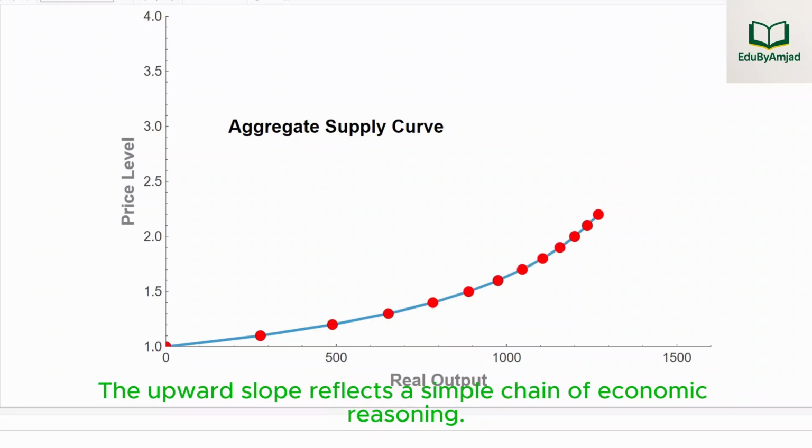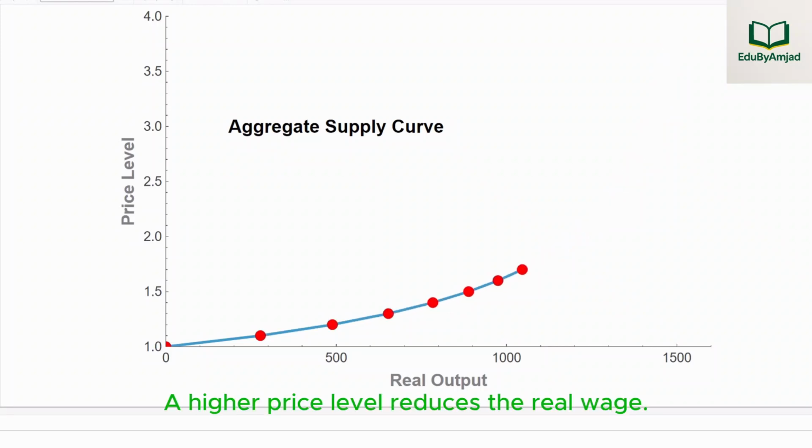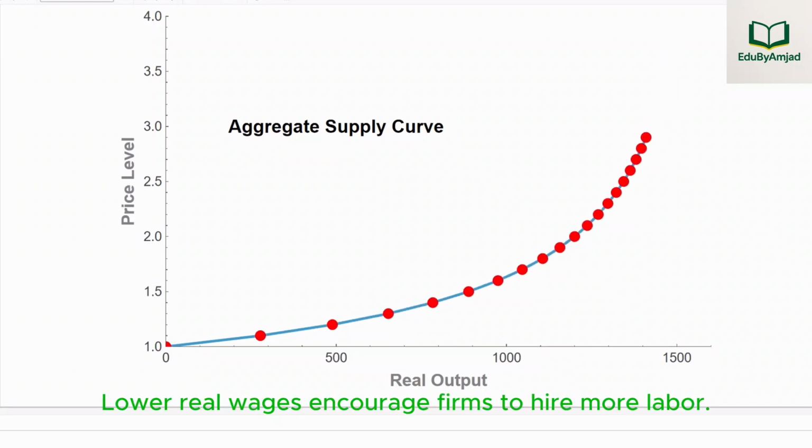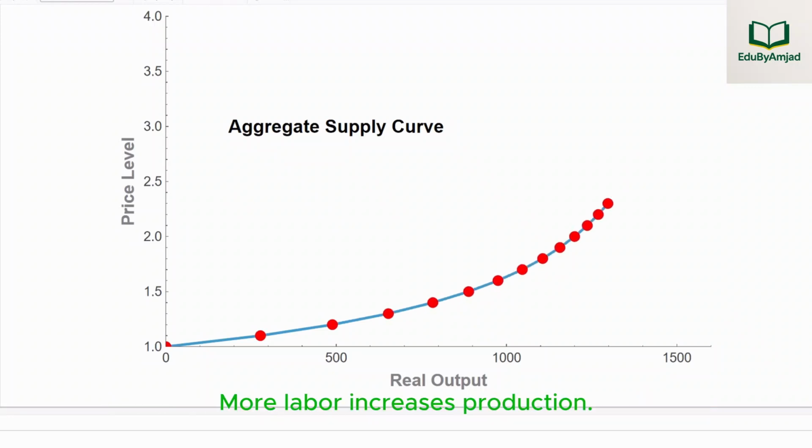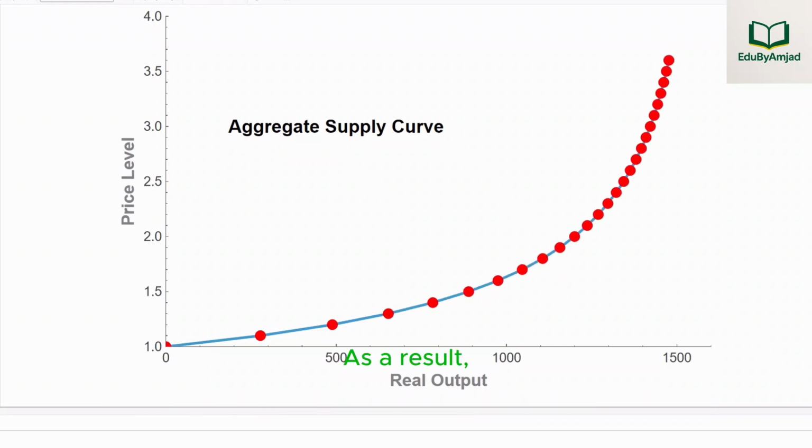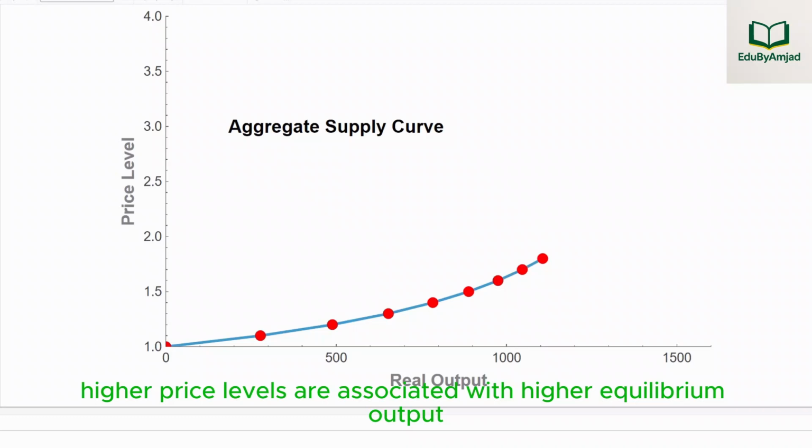The upward slope reflects a simple chain of economic reasoning. A higher price level reduces the real wage. Lower real wages encourage firms to hire more labor. More labor increases production. As a result, higher price levels are associated with higher equilibrium output in the short run.